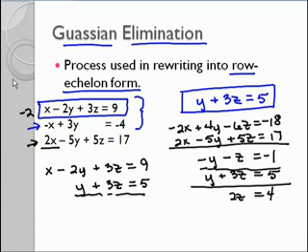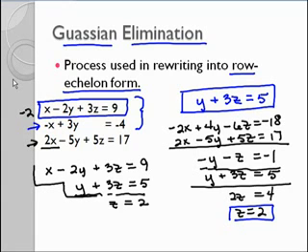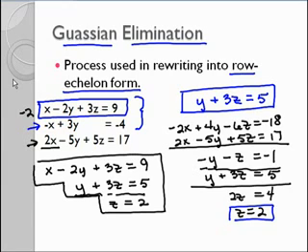And I don't want just a 2z, I want a 1z, so I'm going to divide by 2. And there is our third equation. So I'm going to rewrite it over here. So now I have that row echelon form. Now we can simply use back substitution and we will have our solution. So we're looking for the ordered triplet x, y, and z. We know the z is 2, so that's the third variable.